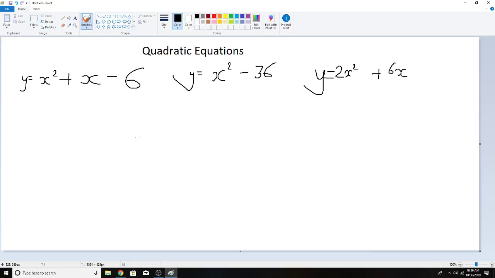Hello guys, I'd like to show you how to solve some quadratic equations. I've got three quadratic equations here that I'd like to have solved.